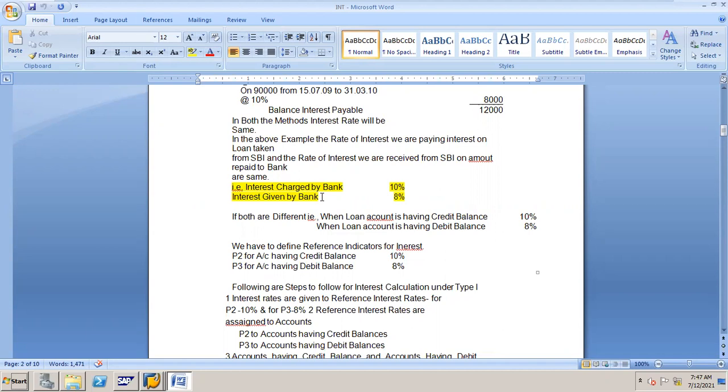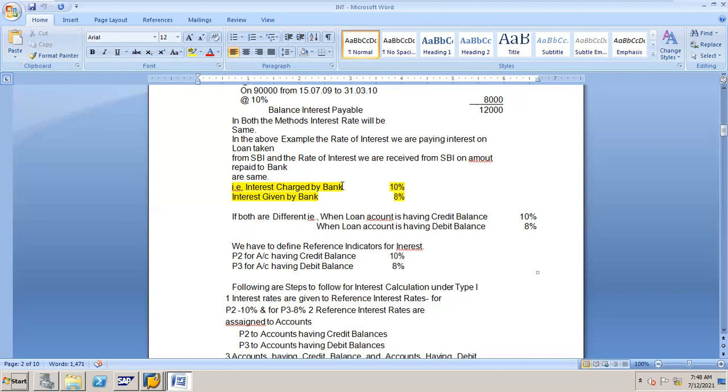Suppose when we have money in debit balance, ma'am. Yes, because when we have any deposit with the bank, they will give us bank interest, right? When we get interest from the bank: suppose you deposited some amount with the bank, then the bank will give you the rate of interest. So here I have to maintain two rate of interest indicators.